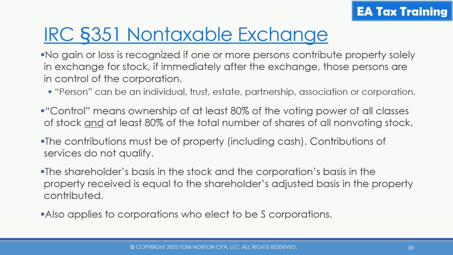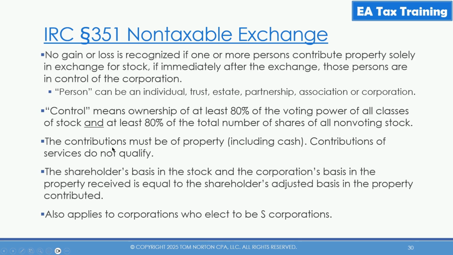So, what does control mean? It means ownership of at least 80% of the voting power of all classes of stock and at least 80% of the total number of shares of all non-voting stock. So, C corporations can have lots of different types of stock and what we call classes of stock. But when you look at it, if you want to know, are we in control or not, you're going to want to remember for the exam this 80% test. They have to have at least 80% of the voting power of all stock and at least 80% of the total number of shares of all non-voting stock.